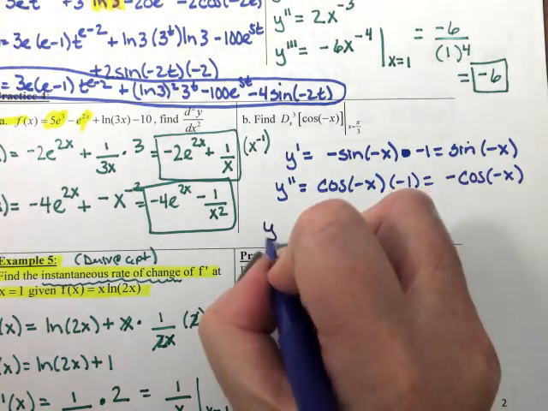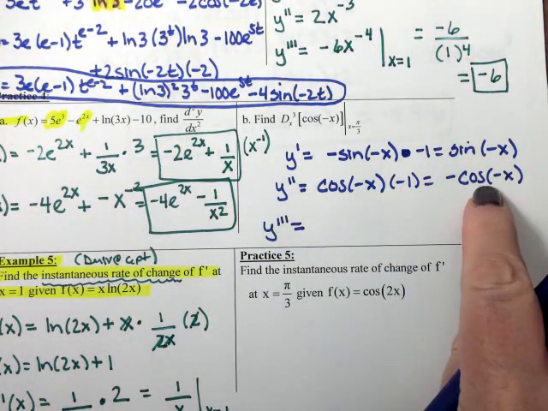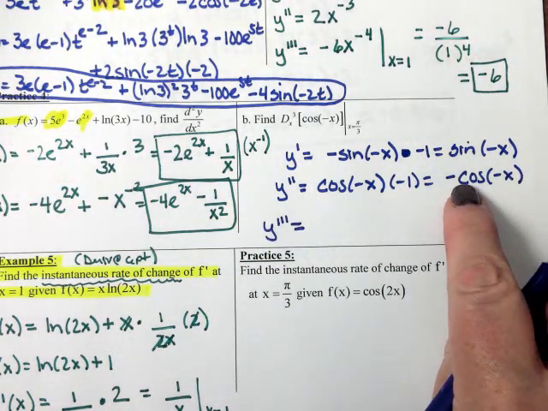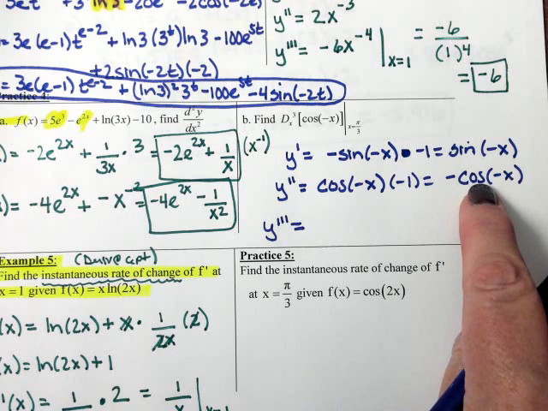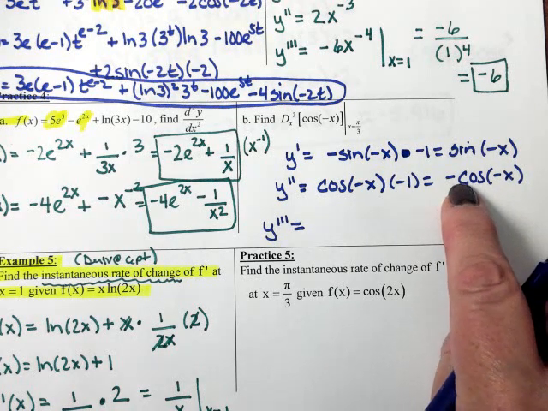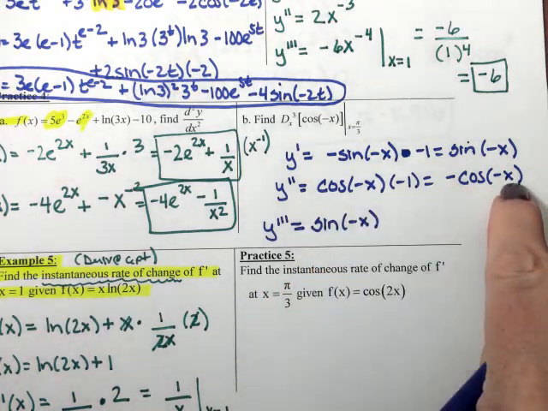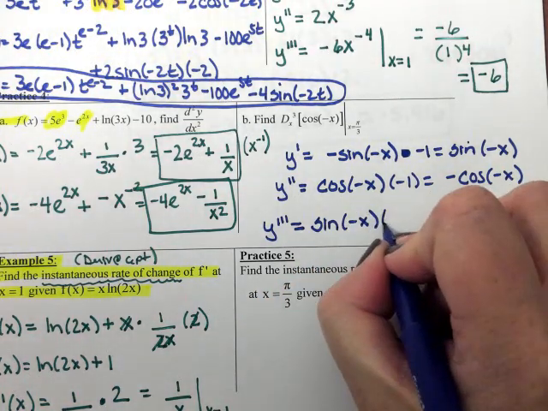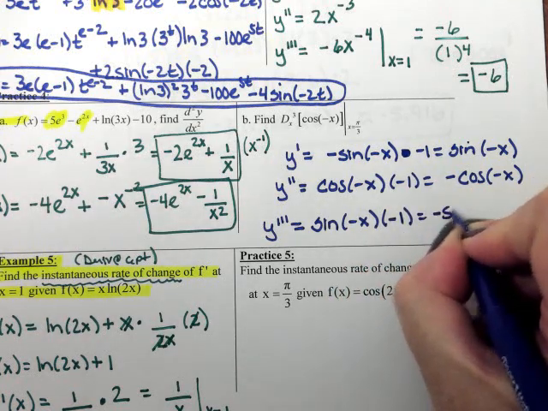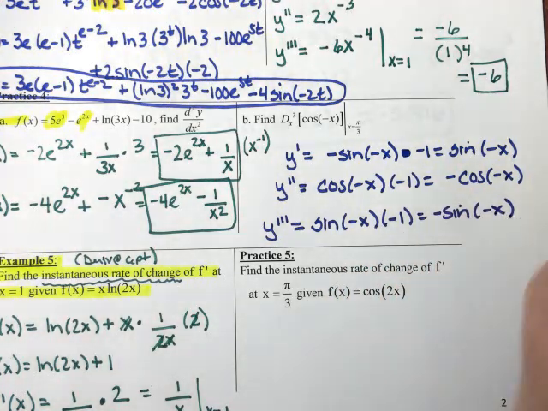The third derivative, again, I'm going to apply my chain rule. Well, the derivative of cosine is a negative sine, and a negative negative becomes a positive. But then I have to take the derivative of the inner function, which is a negative 1. So that's going to give me negative sine of negative x.